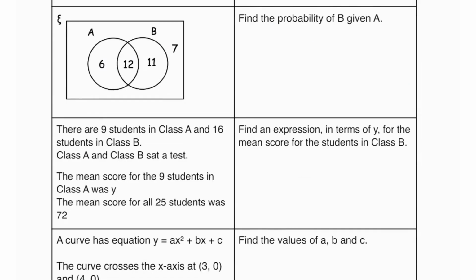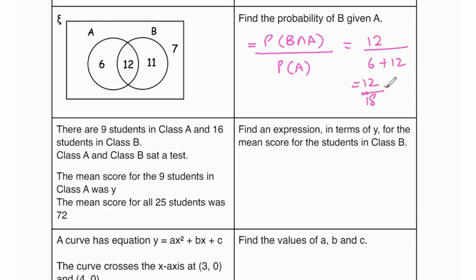Next it says find the probability of b given a. Probability of b given a would be the probability of the intersection of a and b divided by the probability of a. So that's going to be 12 over 6 plus 12, which is 12 over 18. And that can be simplified to 2 over 3.